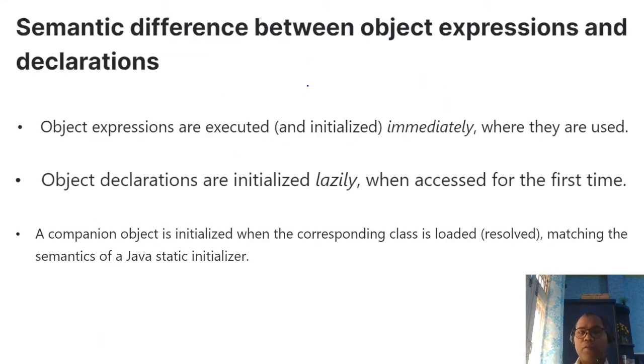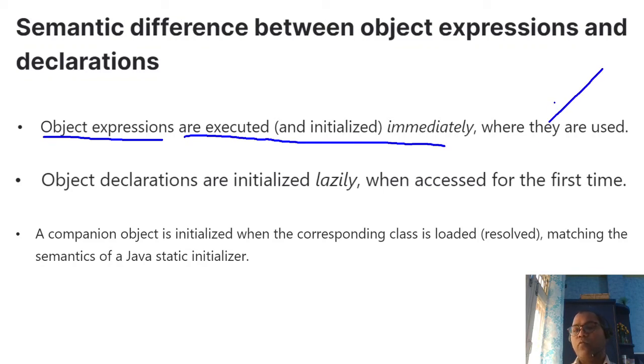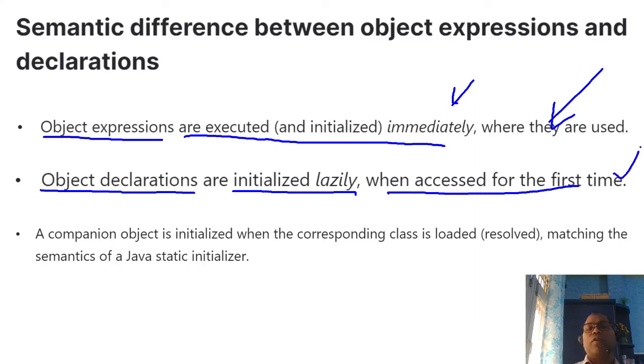So we have discussed three basic concepts: object expressions, object declarations, and companion objects. If you are careful, object expressions are executed immediately when they are used. Whenever you use the object expression, at the same time it is initialized and executed immediately. And object declarations are initialized lazily. That means you just declare it, and until you access it, nothing happens. When you access it the first time, it is initialized. This is the benefit of lazy initialization. You are declaring the object, but the initialization is lazy; until you use the object, it is not initialized.